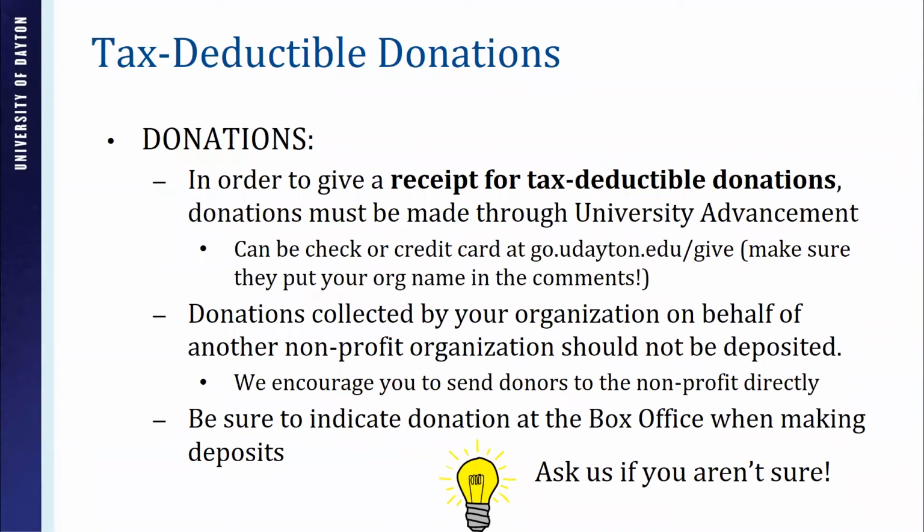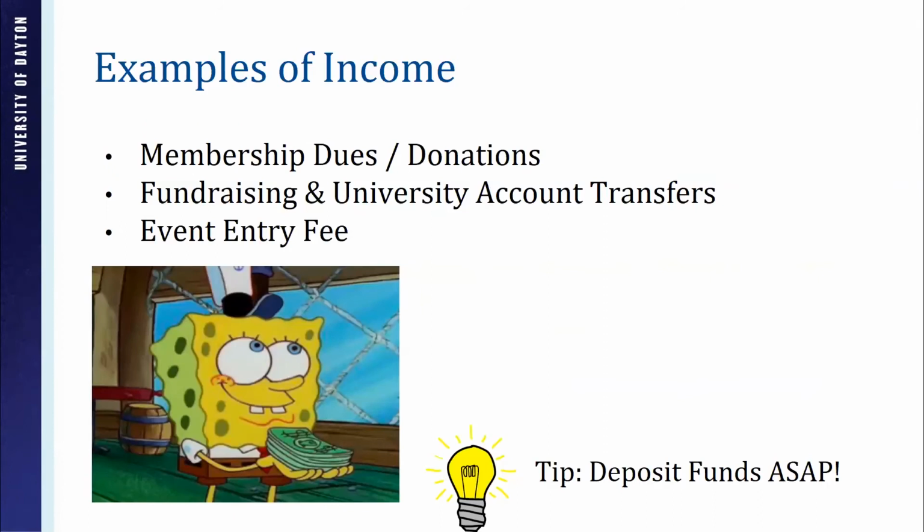So what we would have for this income example is if you go home and your mom and dad want to donate $20 to your student organization to be helpful, they can do that.